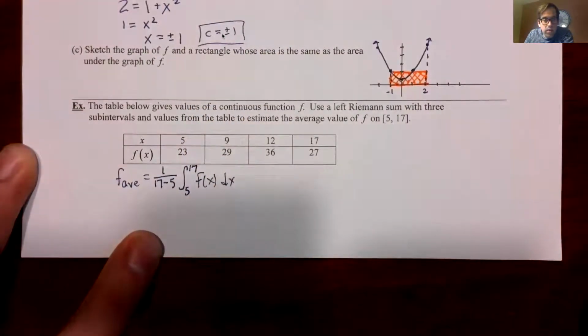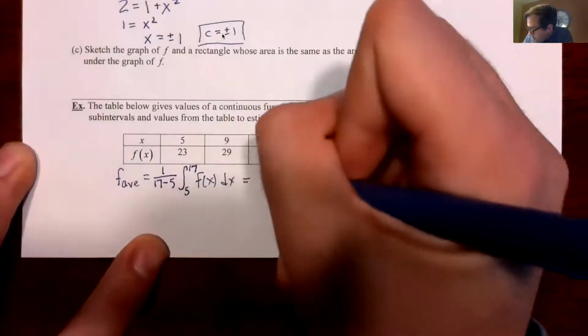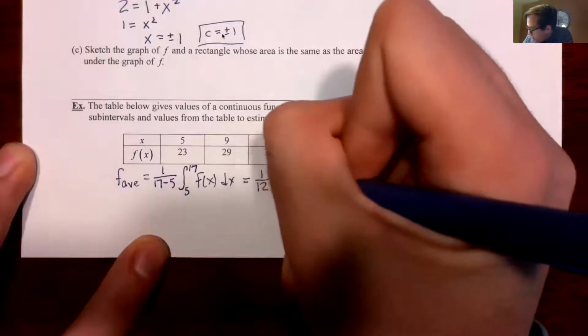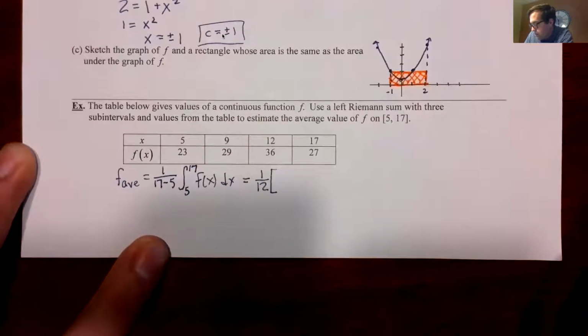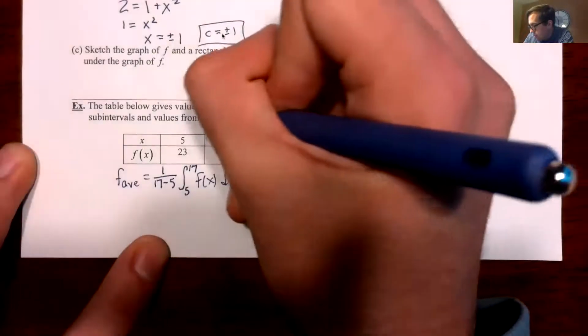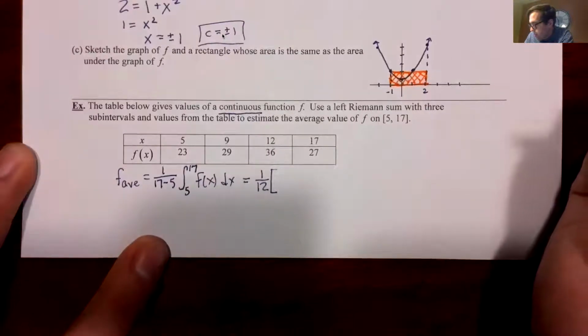And we are supposed to use a left Riemann sum with 3 sub-intervals. So let's write that out. We have 1 over 12, and here comes our integral. We don't know the equation of f of x. We're going to have to just rely on the table and hope for the best. We know that it's continuous. That's a good sign. That means we're allowed to use this formula, and that means hopefully our Riemann sum is going to be fairly accurate.